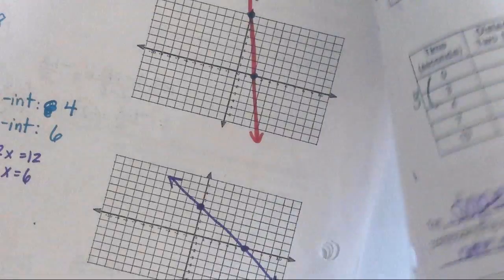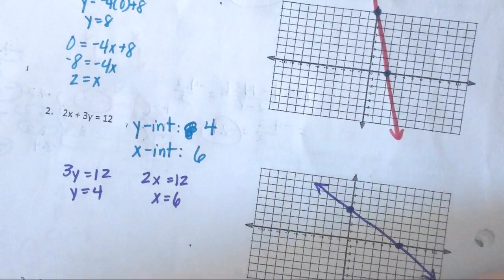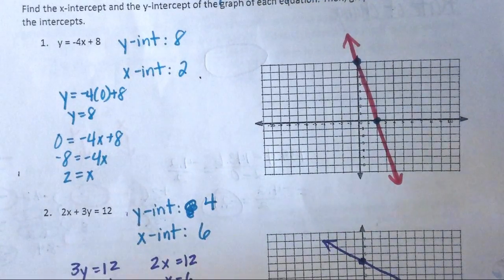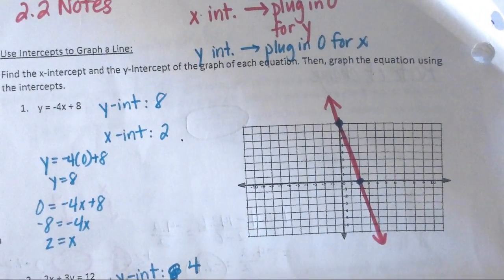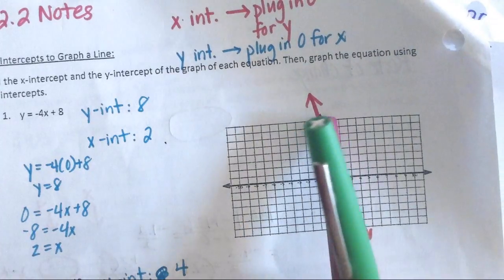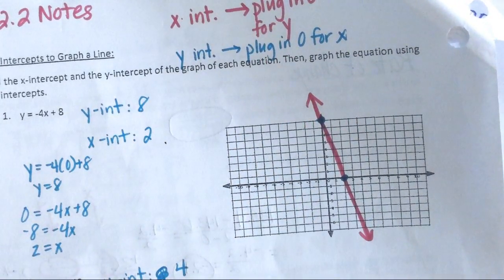A few days ago, when we were talking about 2-2, we talked about how to graph a line simply by using its intercepts. So for instance, we did this problem where we figured out the x-intercept and the y-intercept, and we just connected the dots, and that was that.